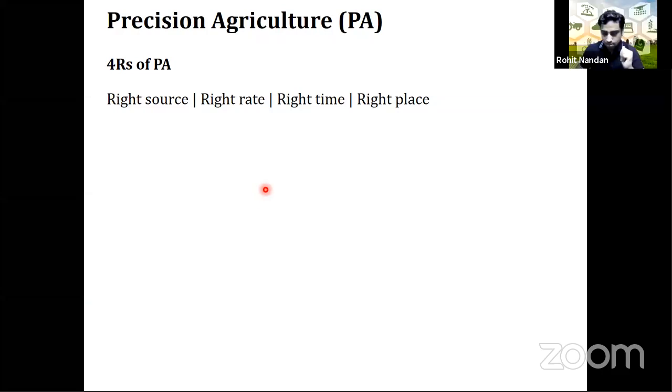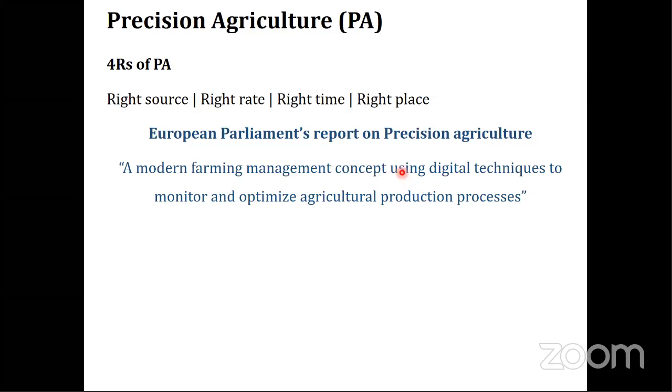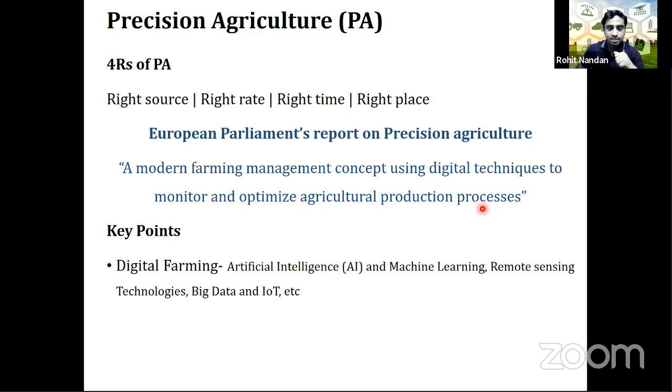Later on, recently, so many new techniques have been developed, and then in the European Parliament reports on precision agriculture, they redefined its definition. As per their definition, precision agriculture is a modern farming management concept using digital techniques to monitor and optimize agricultural production processes. So here the key point is digital farming, which includes artificial intelligence, machine learning, remote sensing technologies, big data, and Internet of Things.